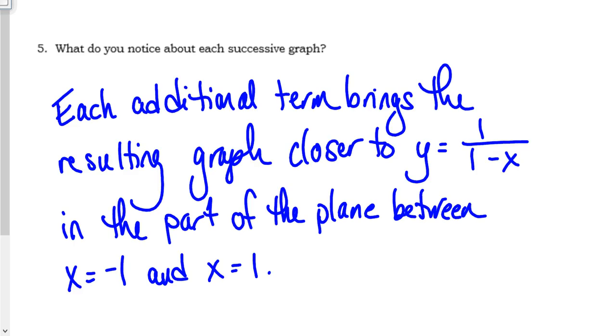Okay, so here's some magically appearing writing for you. This is what I just said out loud. Each additional term brings the resulting graph closer to the original function in the part of the coordinate plane that appears to be roughly between -1 and 1, in that vicinity around 0. It seems like we're getting closer and closer.